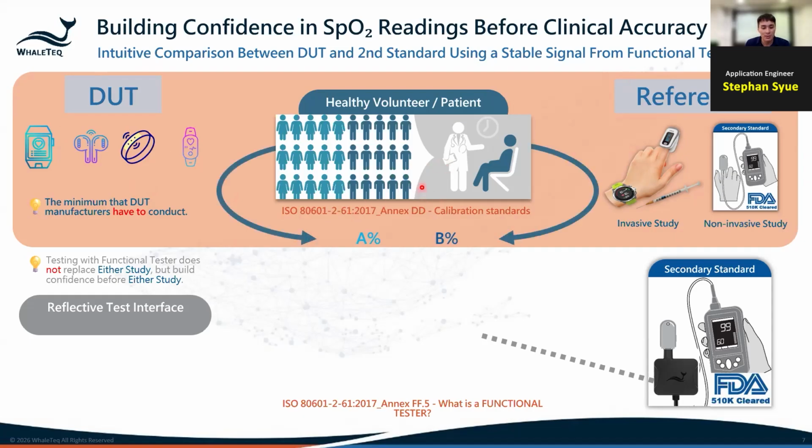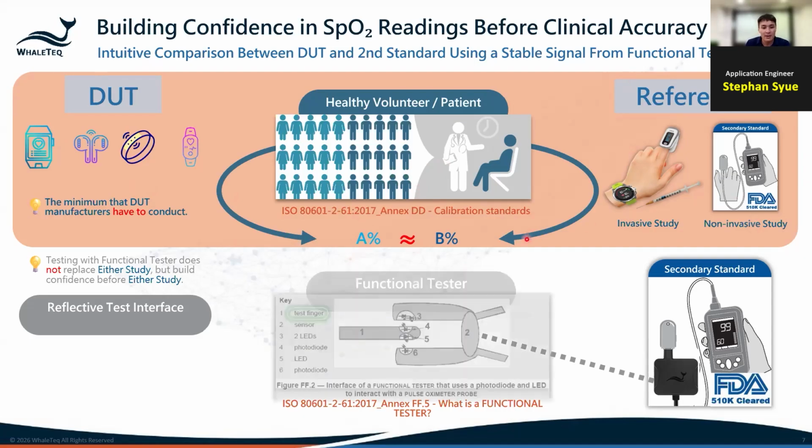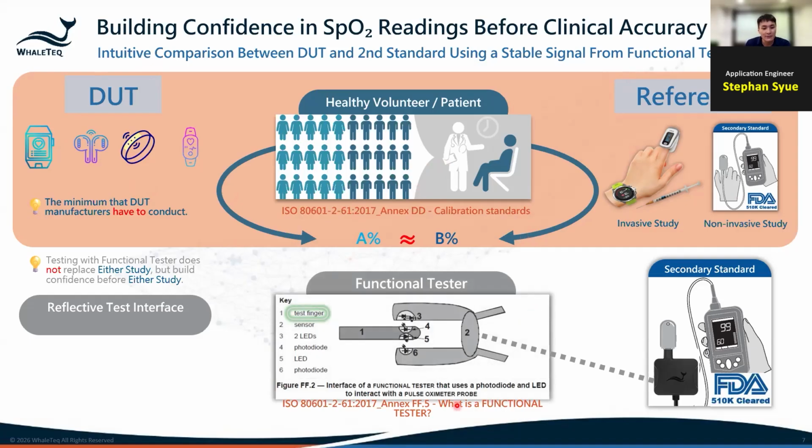So the signal source is human subjects, and then the computer reads them. If A closes in on B, that's great. That's the usual way. But we can even choose non-invasive. It sounds less expensive, but it still takes time and money. So before we get there, this is where Annex FF.5 mentions a functional tester. From here, we can build confidence. Before we go into either invasive or non-invasive, you can inject a stable signal to both devices, the device to submit and also the reference.